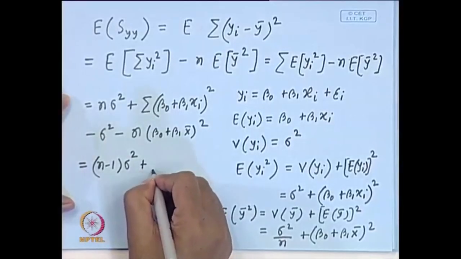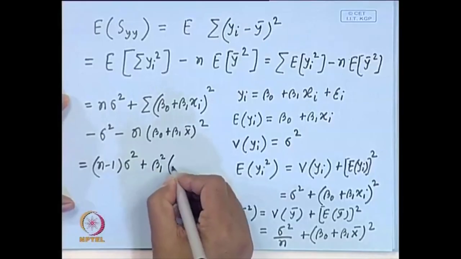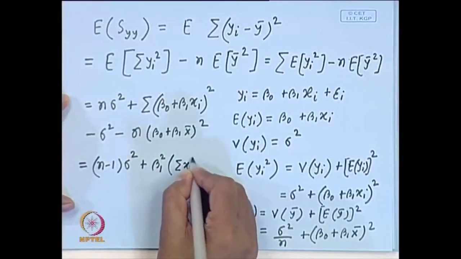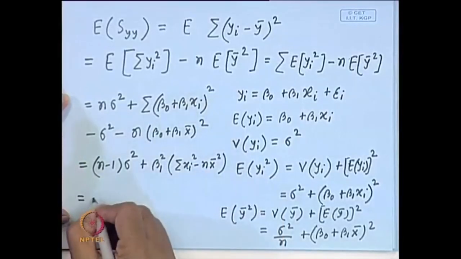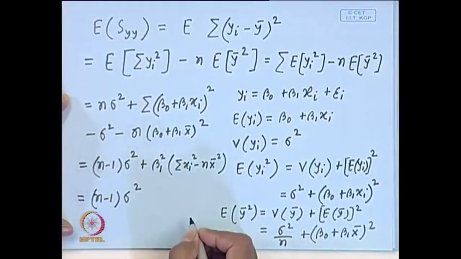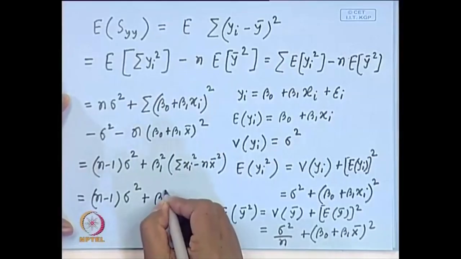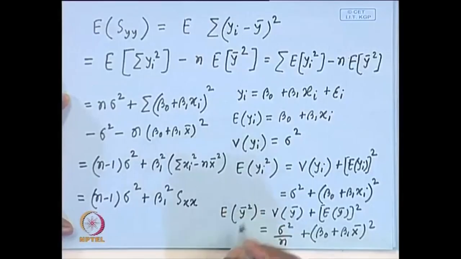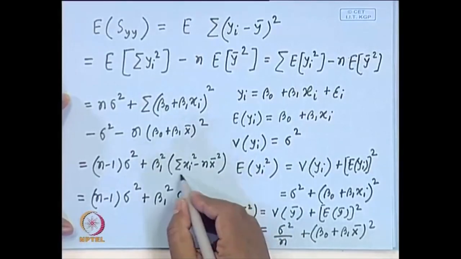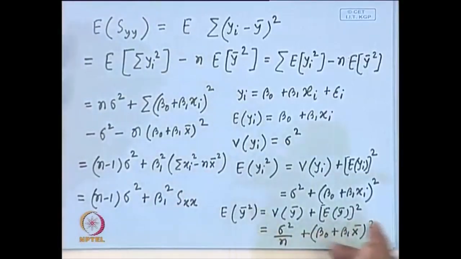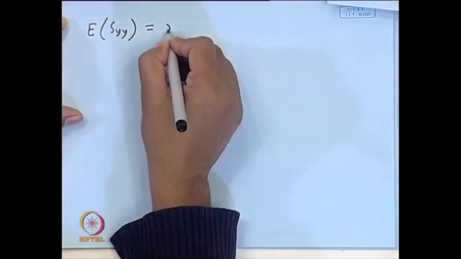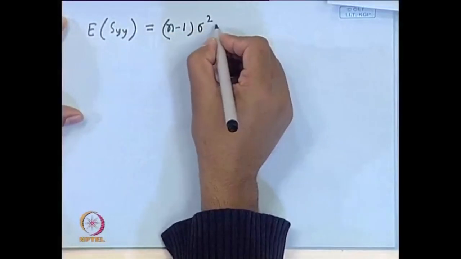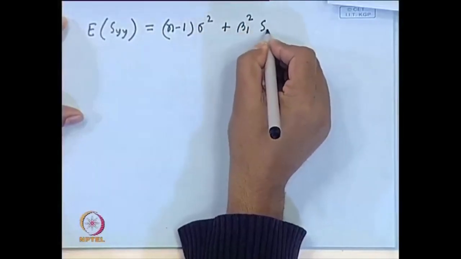plus beta 1 square times summation of x i square minus n x bar whole square. And this is nothing but (n minus 1) sigma square plus beta 1 square S x x. This is the notation for this term, summation (x i minus x bar) whole square. Okay. So, what we proved is that the expected value of S y y is equal to (n minus 1) sigma square plus beta 1 square S x x.